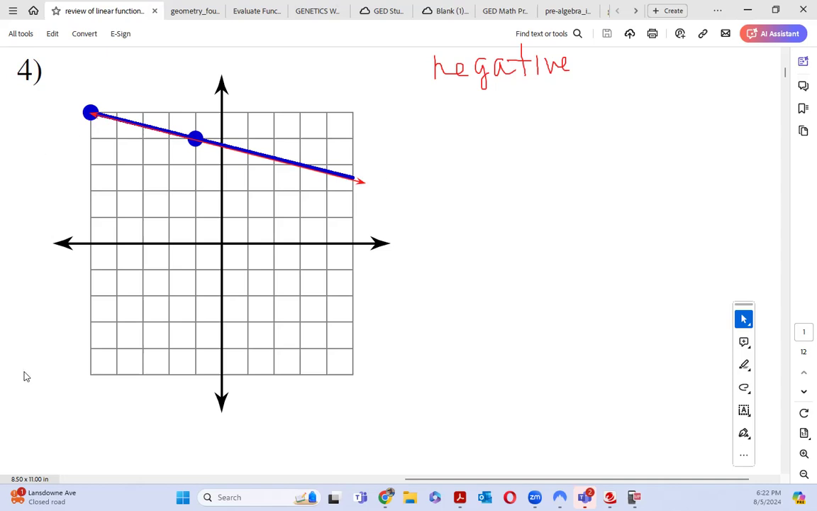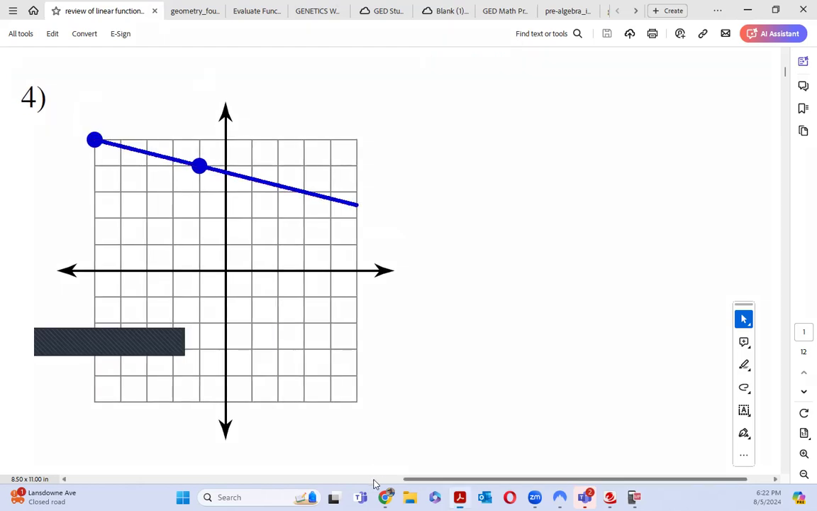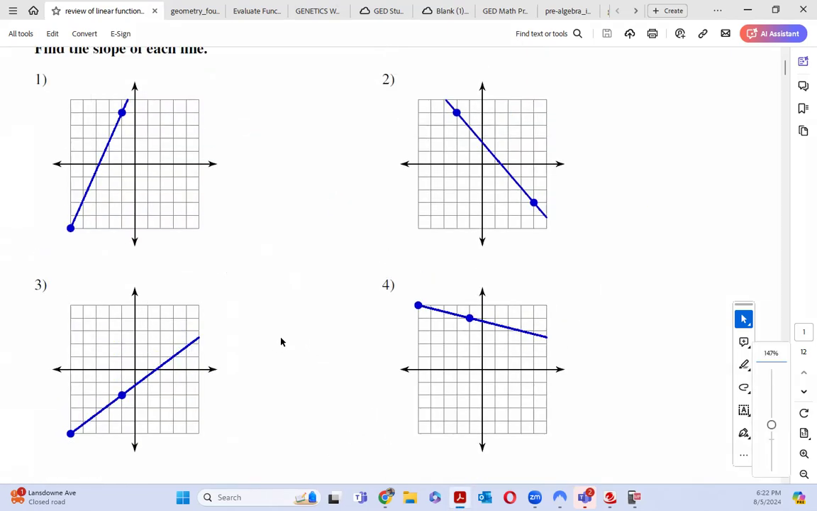So let me save this for a second. Let me clear this out and make this smaller again. What I want you to tell me real quick is, number 1, is that positive or negative? Positive. Number 2, positive or negative? Negative. So number 3 is positive. Number 4 is negative. You should be able to understand right away when you see a line whether it's positive or negative. That's easy. Okay, so let's go back to number 4.